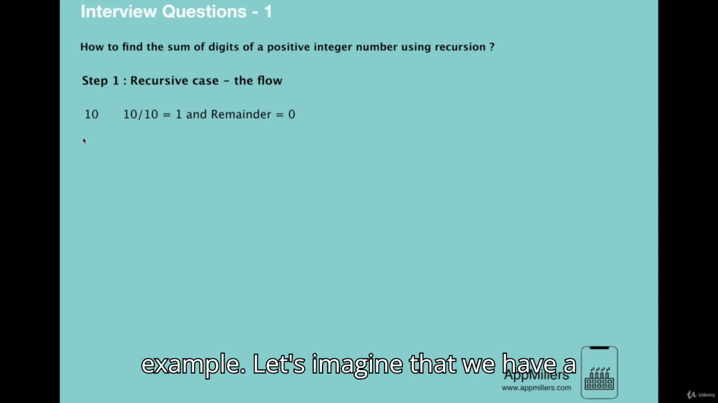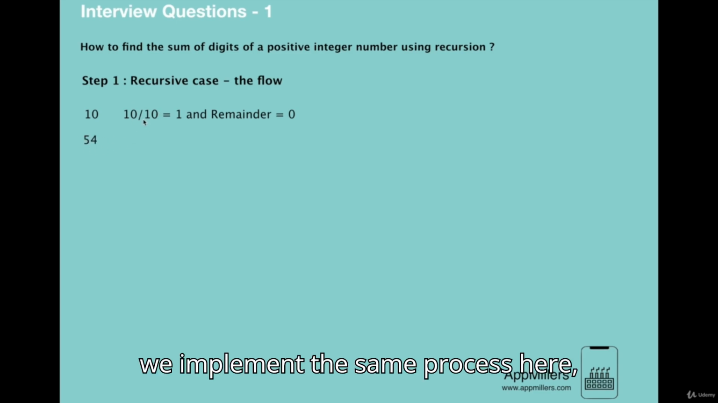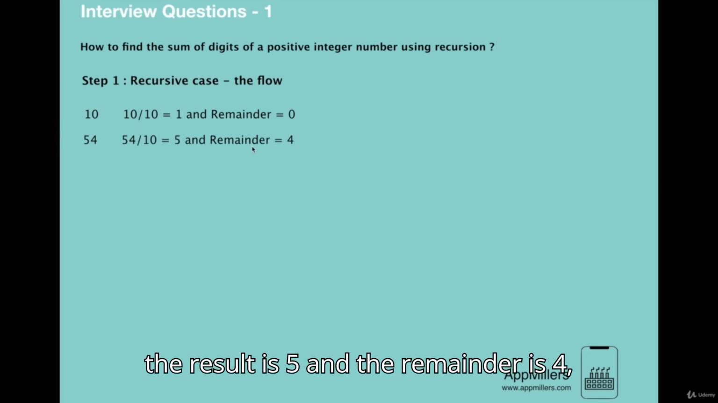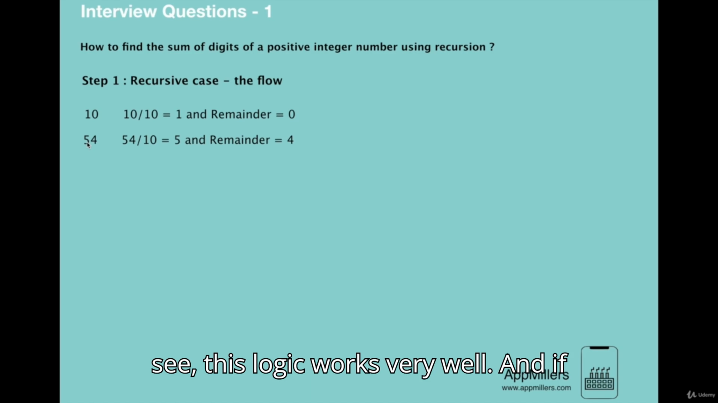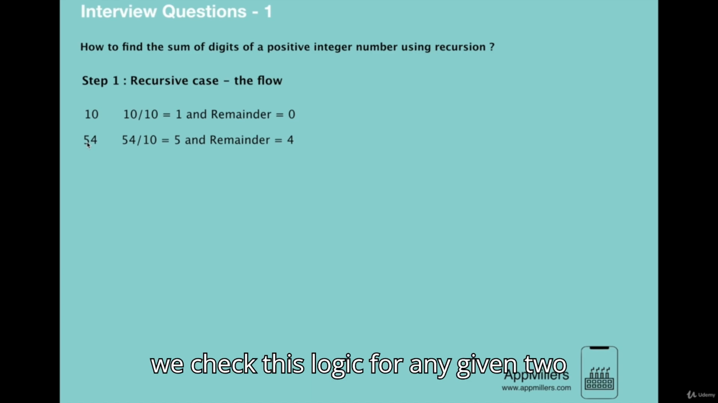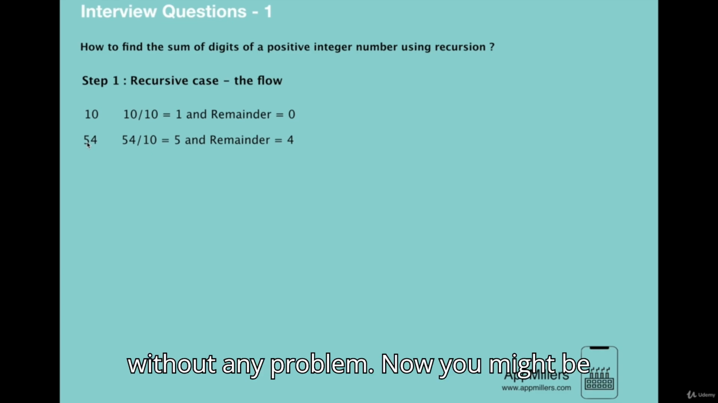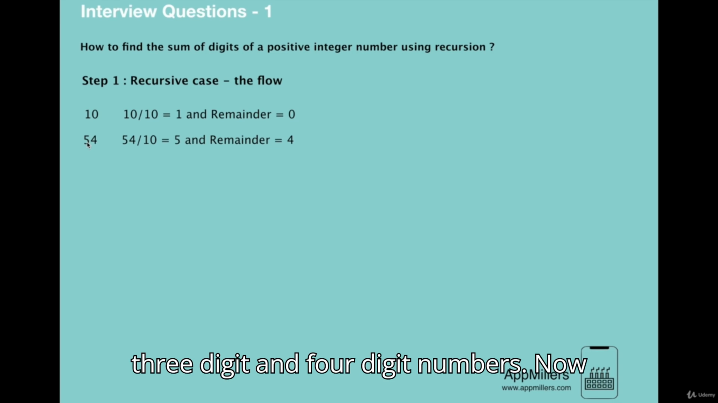Let's see another example. Let's imagine that we have the number 54. If we implement the same process here, 54 divided by 10, we see that the result is 5 and the remainder is 4, which are the digits of 54. As you see, this logic works very well. And if we check this logic for any given two-digit number, we see that it works without any problem. Now you might be interested in how this will work for 3-digit and 4-digit numbers.